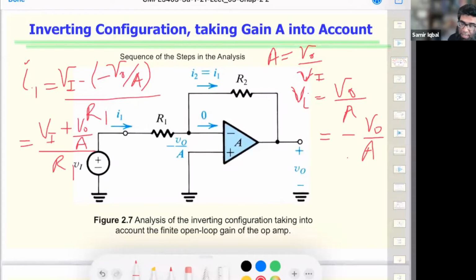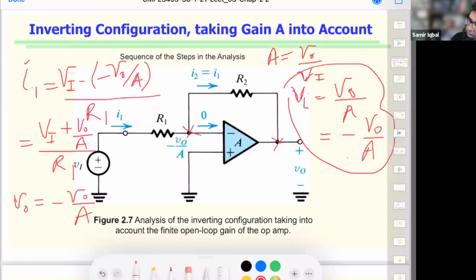So the op amp has an infinite input impedance, so the I1 is going through R2. So what is the output voltage then? From this point to this point, we have to find the difference, which would be minus V naught over A, which we are taking from here, minus the voltage drop across R2. Are you with me so far?